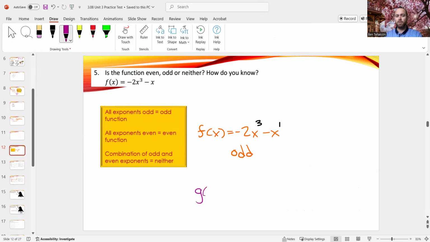Like, for example, if you had this function where you had an odd power and then let's say, let's do plus x squared. Well, here is odd, here is even. That would be neither. That's not our situation, but just an example.